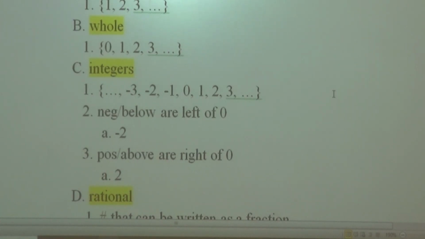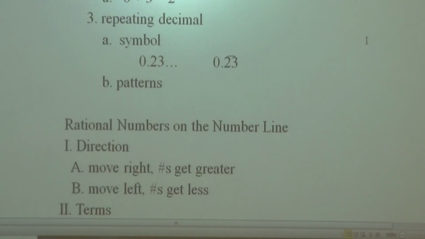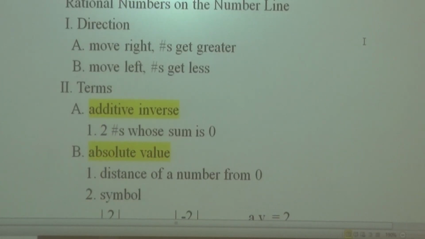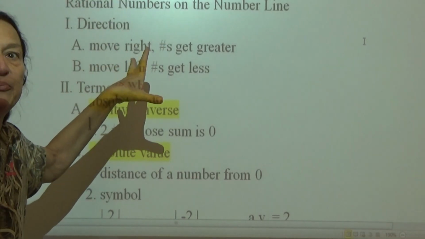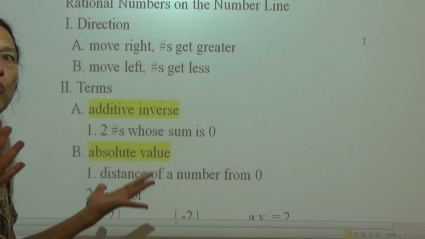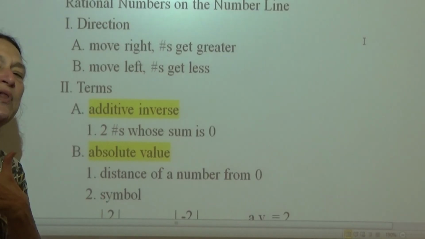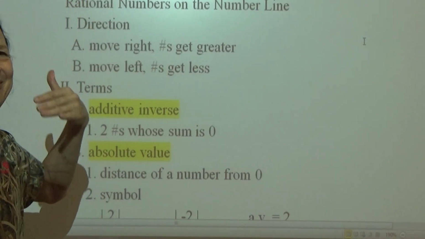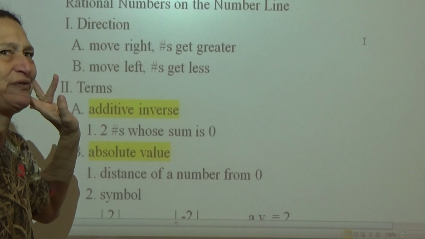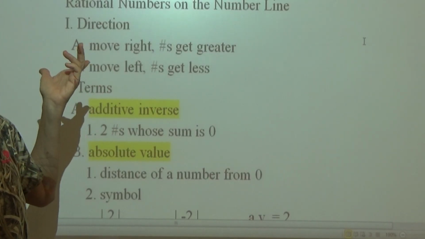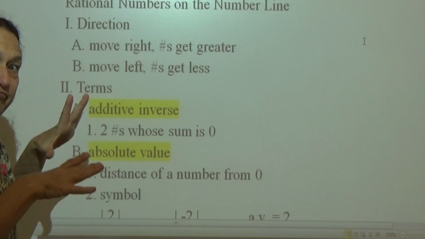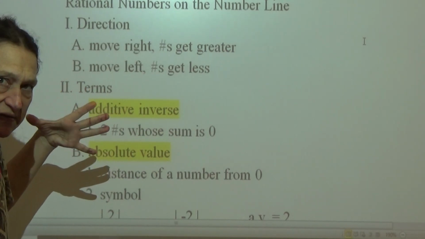All right, so then what we want to do in lesson 2 is talk about the rational numbers and how we order them and place them on the number line. So basically any numbers that most of us can think of are going to be within this rational number set.